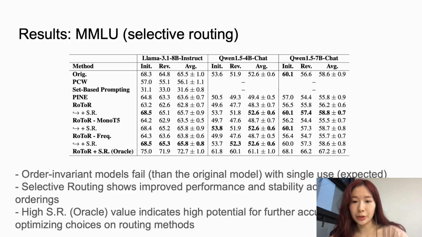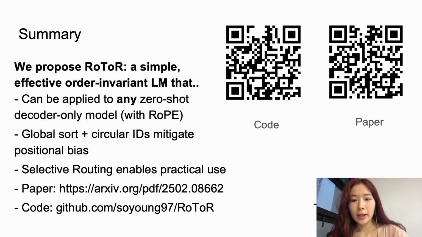various order permutations. In summary, RoToR provides a training-free, computation-efficient path to order invariance in decoder-only LLMs. Selective routing extends the method to mixed input scenarios. The code and data are publicly released. This is the end of our talk, and thank you for your attention.